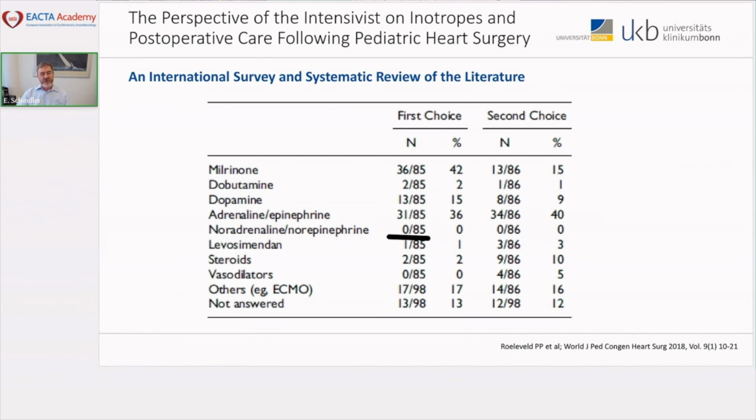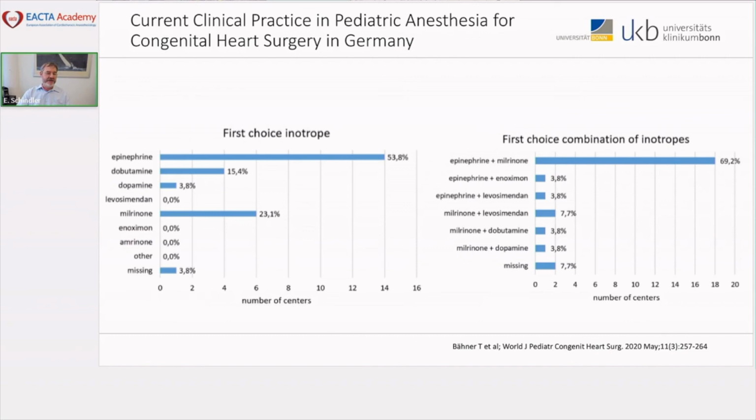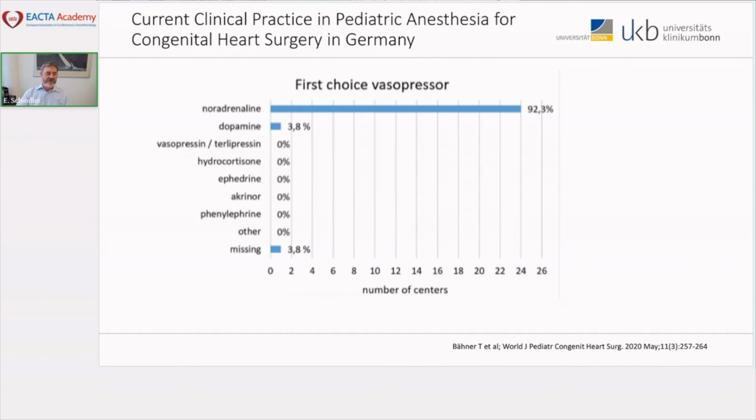That was a questionnaire we published coming out of Germany, where we asked the German pediatric heart centers what is your first choice inotrope? Most of them responded that they were using adrenaline or epinephrine and milrinone. And when we asked what is your first combination of inotropes, most responded adrenaline and milrinone. But when we asked what is your first choice vasopressor, nearly all of them answered noradrenaline. So vasopressin was not taking any action in the therapy of low cardiac output, at least in this survey in Germany.